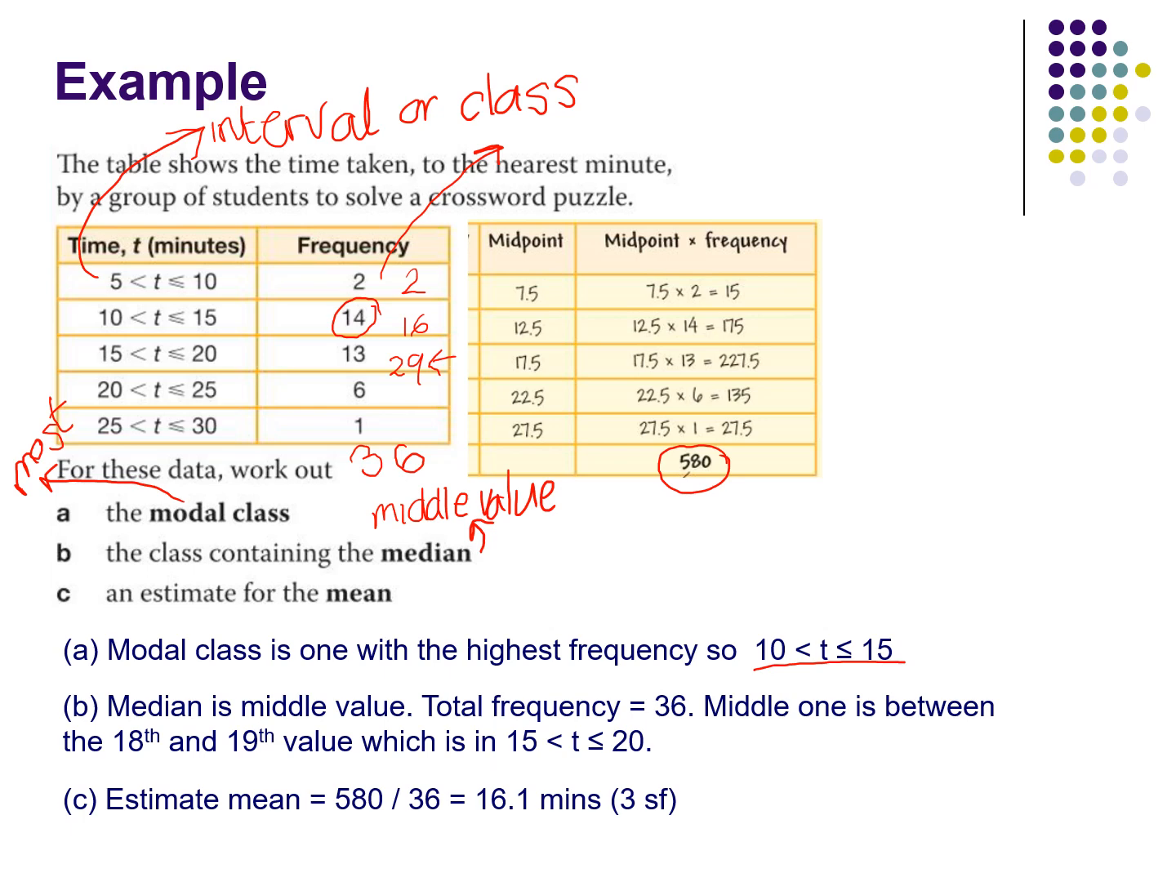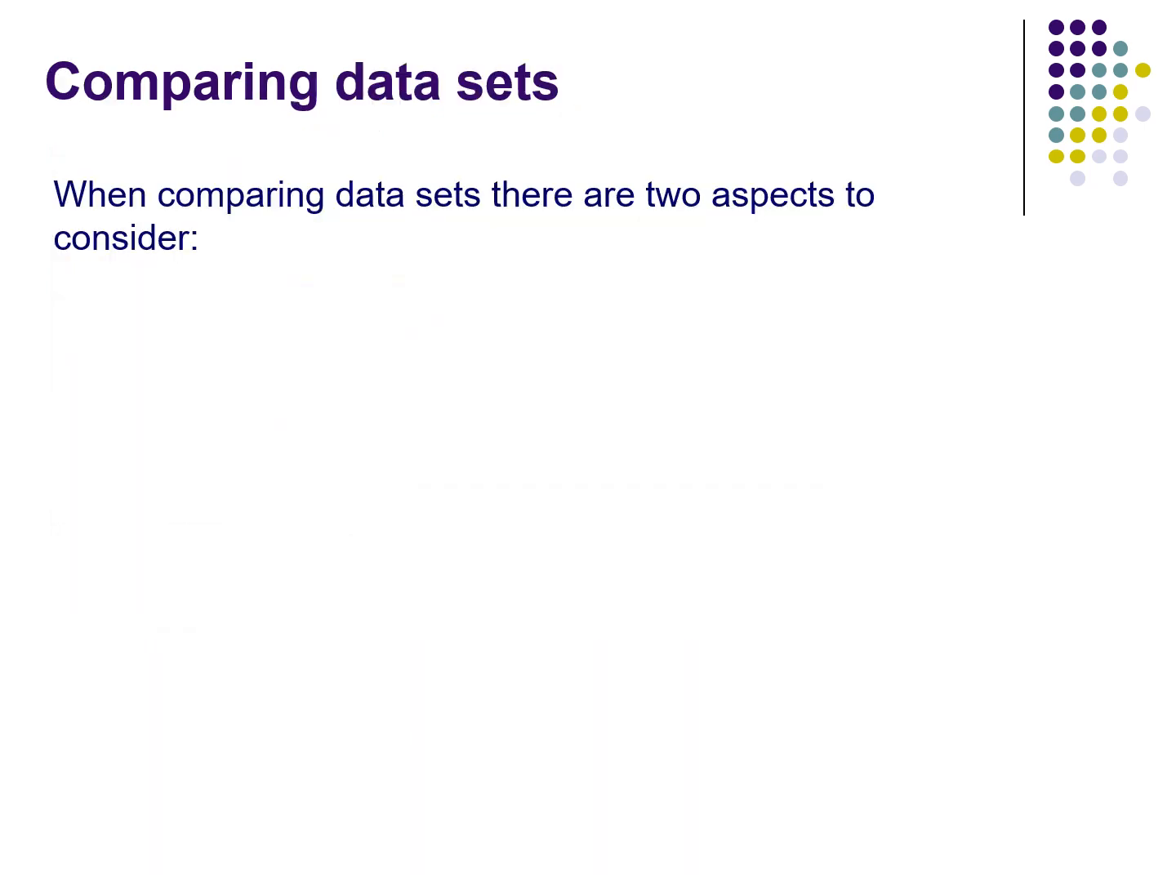Right, the final thing that we need to do for this particular lesson is looking at comparing two sets of data. So you'll be given two sets of data and you want to compare them. Sometimes the question will specifically say by calculating an estimate for the mean, compare them, something like that. If it doesn't, then there are two things that we need to make sure we look at. So two different aspects of the data that can show differences between them.